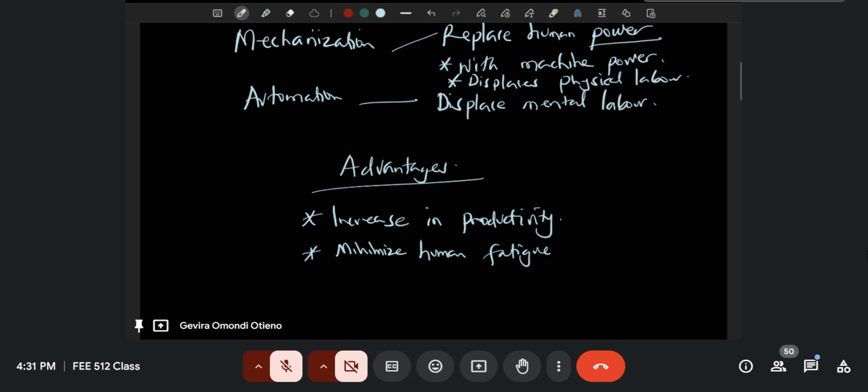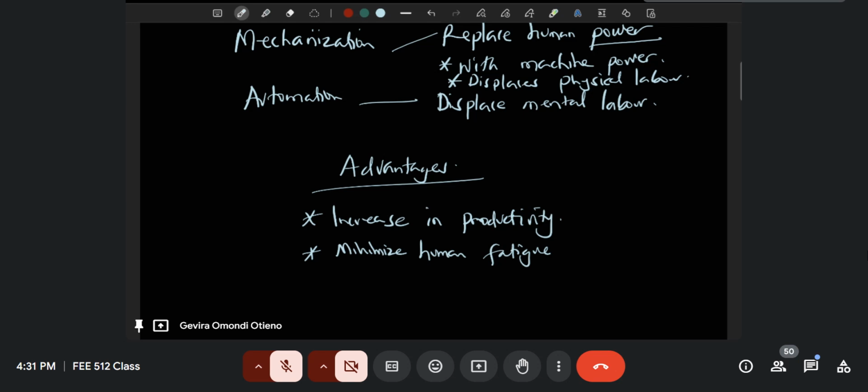For example, if you're driving a truck and you want to supply products between Nairobi and Kinshasa, a human being can only drive for 8 hours, after which their levels of concentration drop or fatigue sets in. So they'll not be able to achieve much. They're expected to stop, rest for at least 6 hours, and then proceed. But with robots or automated systems, these systems can run for years without stopping.